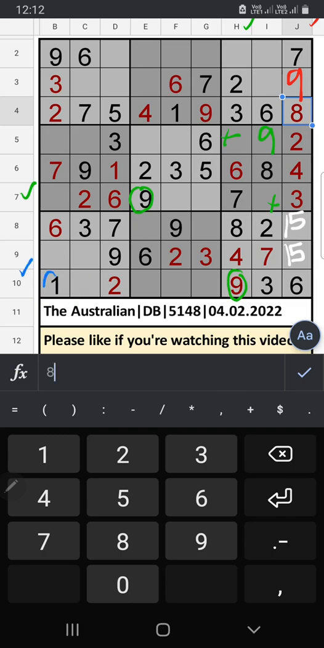10th row, we have 1. So 1 can't come in these cells. 1 will come in one of the cells. We will confirm later. Since 1 is here, 1 can't come in the cell. 1 is confirmed here, then 5 is here.